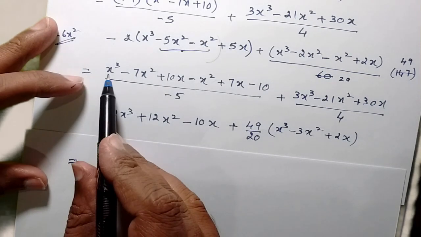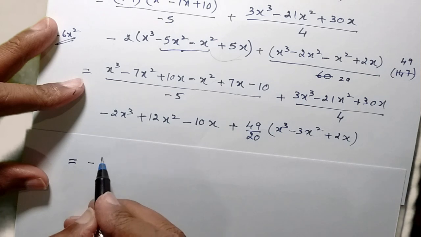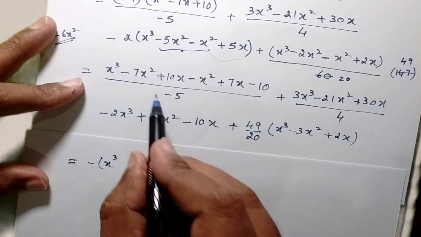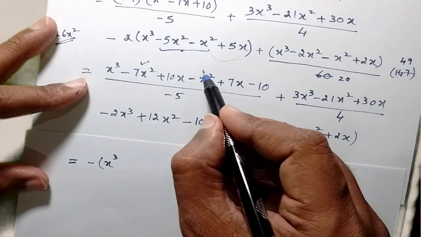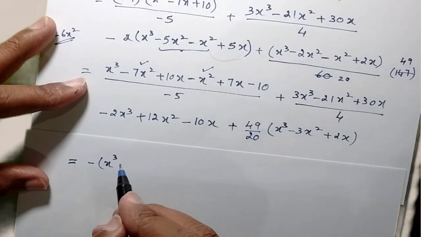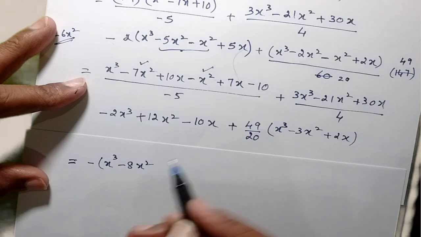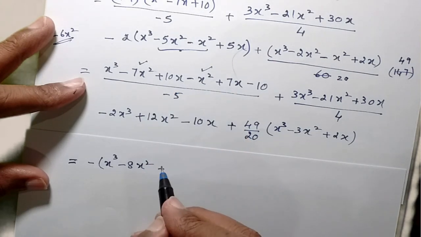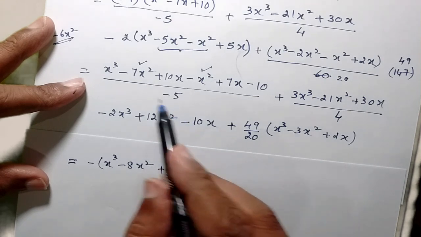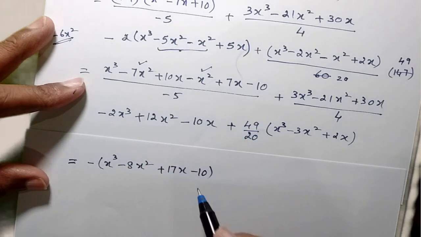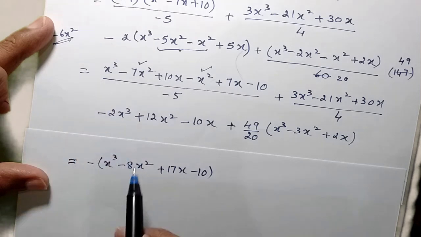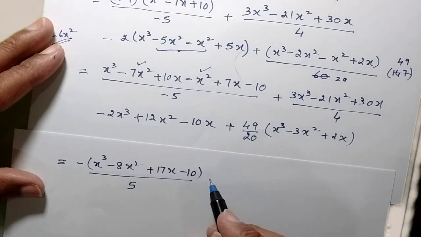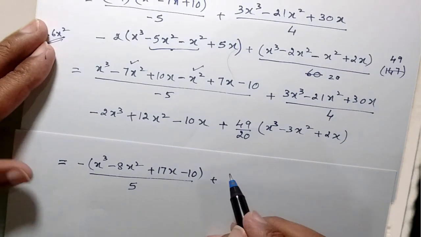So this minus sign I'll multiply here inside minus of. So I'll write x cube only one term, x square term. So minus 7x square minus of x square will be minus 8x square. Then you have plus 10 plus 7x will be 17x. Constant term is only minus of 10, right? This minus I have taken in the numerator. So divided by 5 will be left out. Here plus, this term will remain the same, no change.